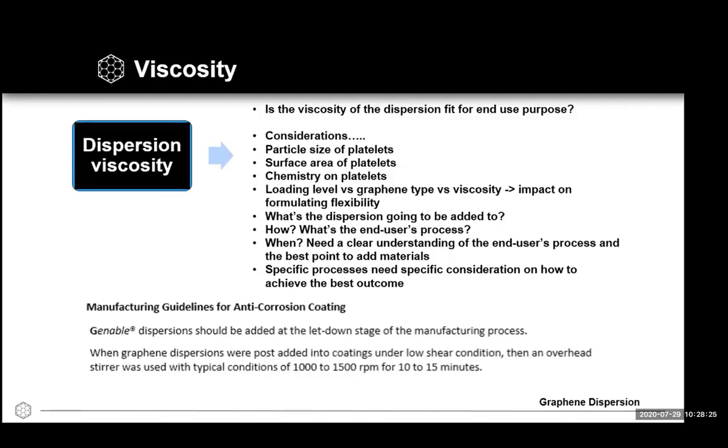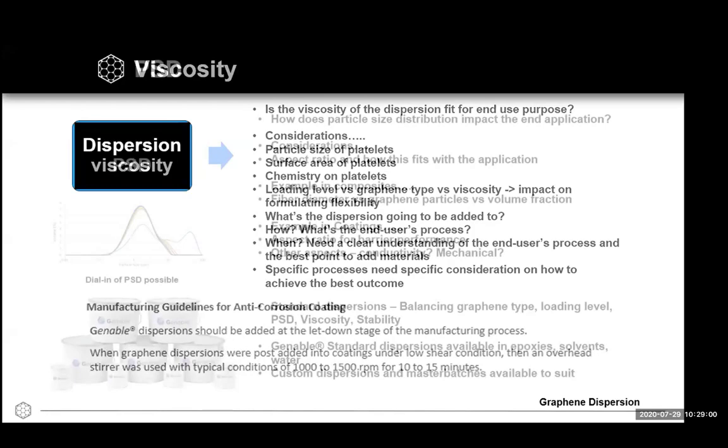So again, just joining all those together, what's the end user's process? How do we engage with the end user's process to understand what the constraints and limitations are on how to use this material effectively? We have guidelines. Typically in coatings, we recommend adding graphene dispersions at the letdown stage of the manufacturing process, after all of the grinding of the fillers, just as a practical example of how to use this material effectively.